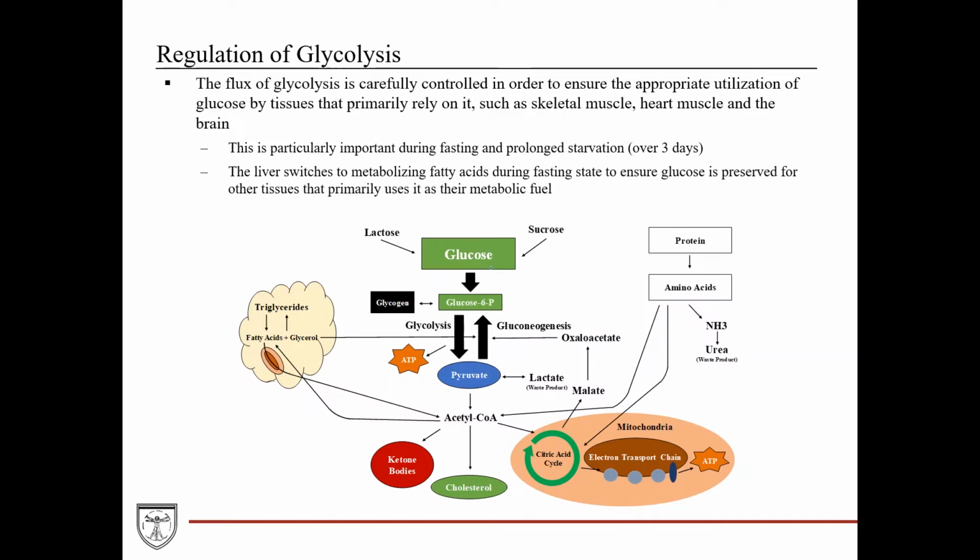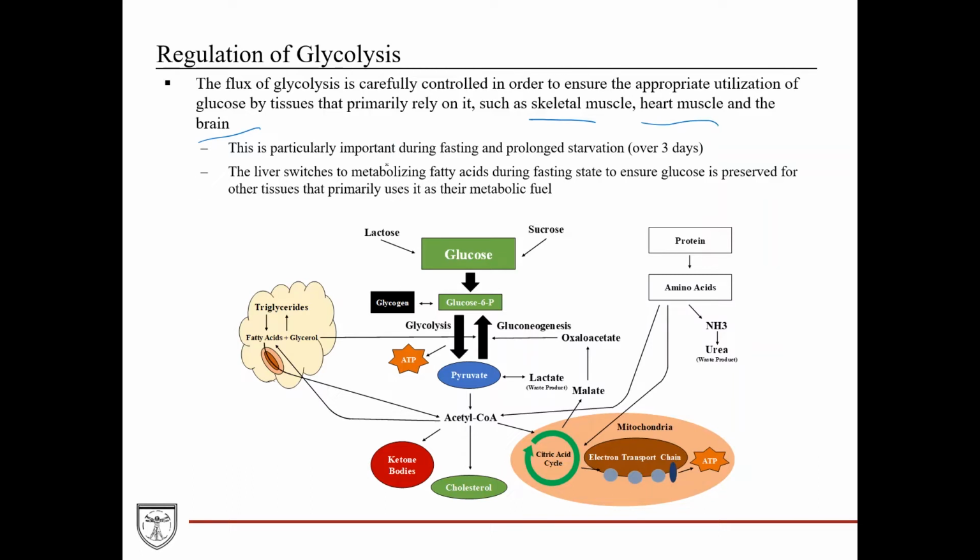So the flux of glycolysis is really carefully controlled to ensure that there's appropriate utilization of glucose by tissues that primarily rely on it. The examples of that are skeletal muscle, heart muscle, and the brain. And that makes sense because these are critical for life. And a lot of this regulation occurs in one of two places: hepatocytes, the liver, especially during fasting, and also in muscle cells during intense exercise.